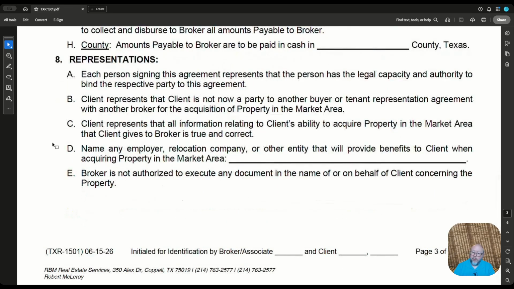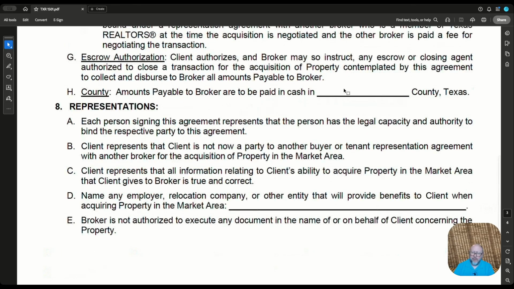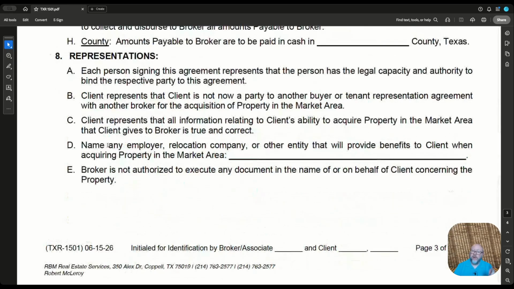If there's an employer or relocation company or other entity that provides benefits to client, then that should be listed. If not, you should put NA. Right. Anytime there's a blank, you don't want to leave it blank. Now, county, it should always be a county in Texas. You don't want to make that NA because that's telling them where to pay you. We also state, incidentally, and I was getting into this with my law of agency students, broker is not authorized to execute any document in the name of or on behalf of client concerning the property.